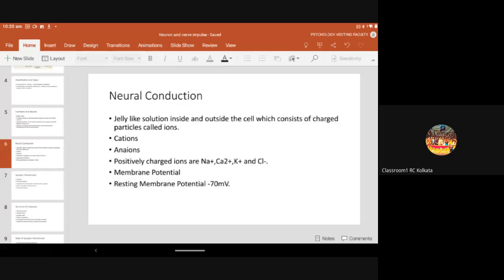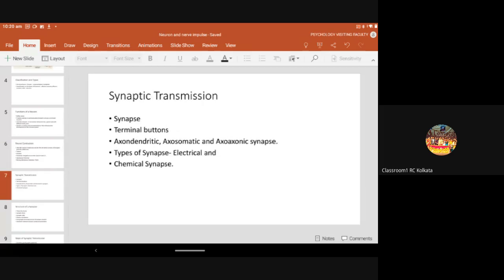Then the next one is the synaptic transmission. First I have to tell you about the types of synapse, that is the electrical and the chemical synapse. Then what are the functions or structures mainly, like the next slide.